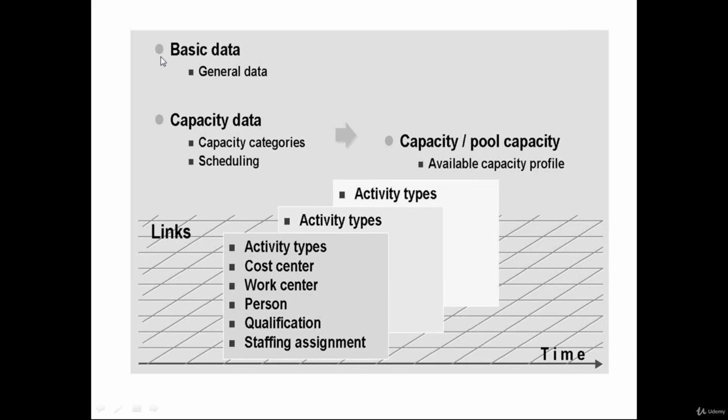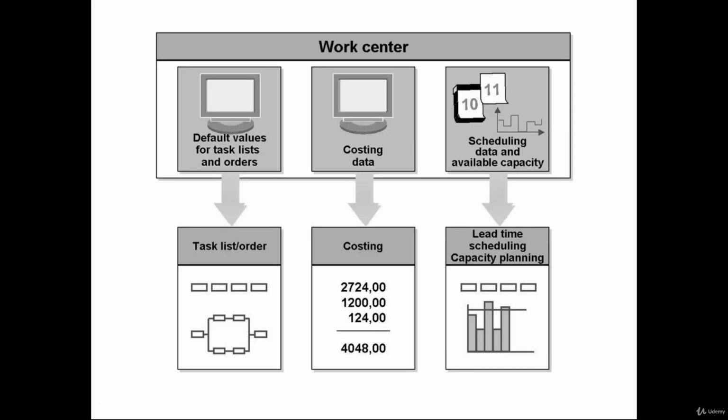So we'll have some tab options. In basic data we'll maintain general information. In capacity data we'll maintain capacity categories and scheduling. Then capacity and pool capacity, we'll maintain the available capacity profile. Then we'll maintain all this information: cost center, the link, persons who are going to work, etc. So these are the information we'll maintain.